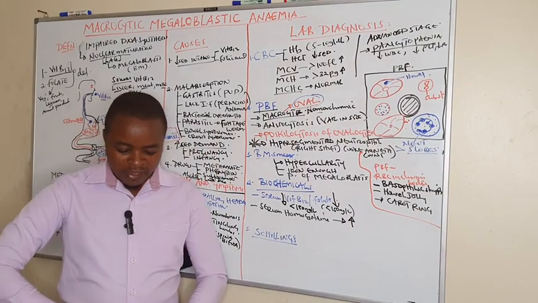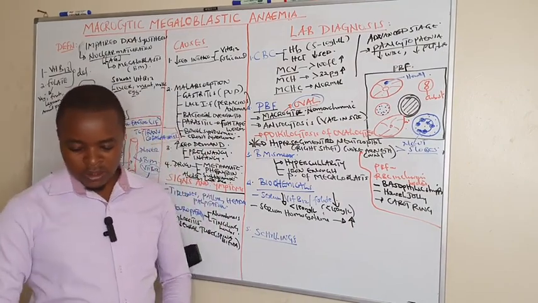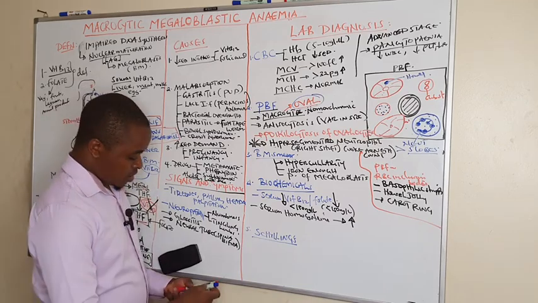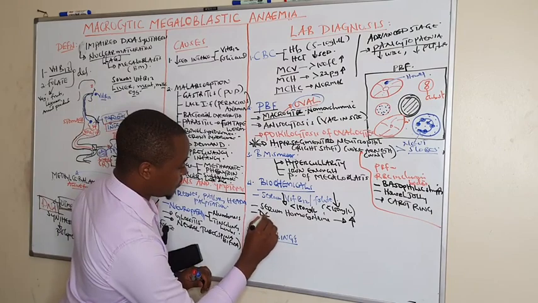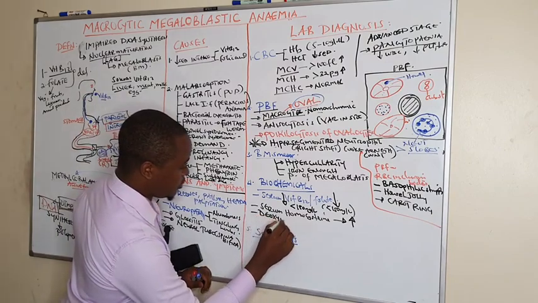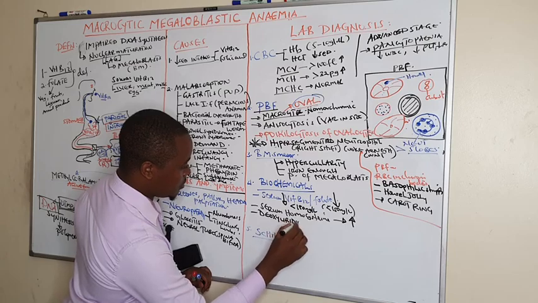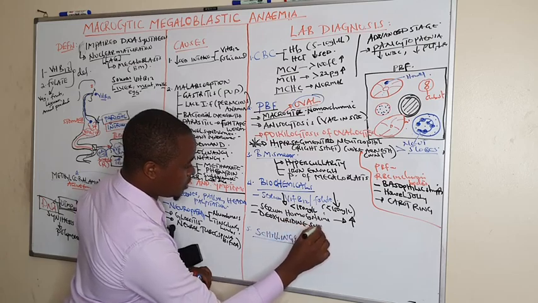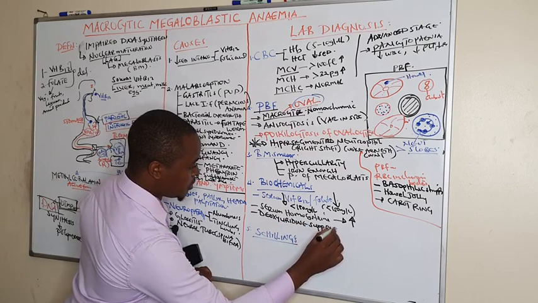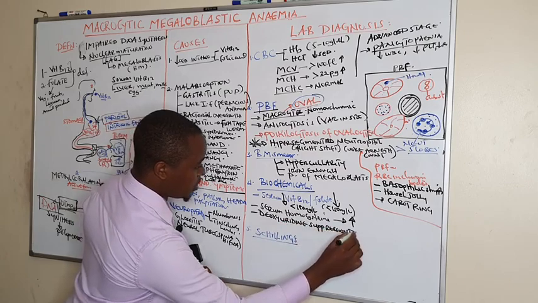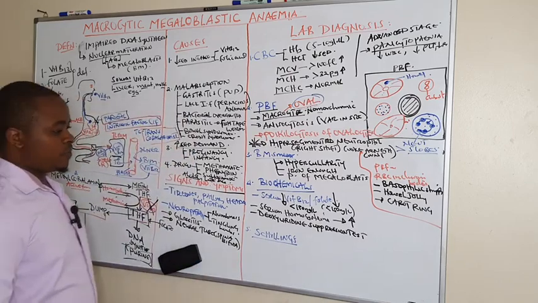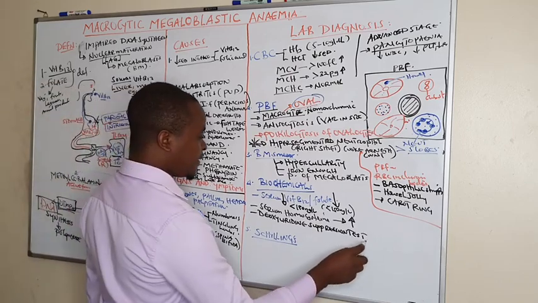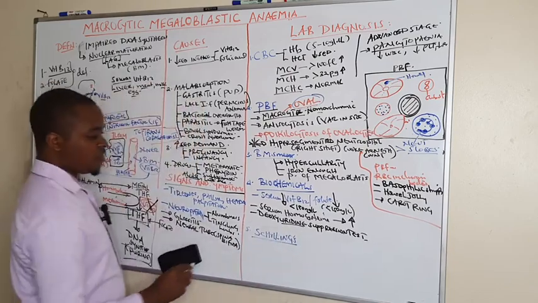And apart from that, another thing we can talk about is the deoxyuridine suppression test, which can also be done. And if it is suppressed, then it means there is deficiency.